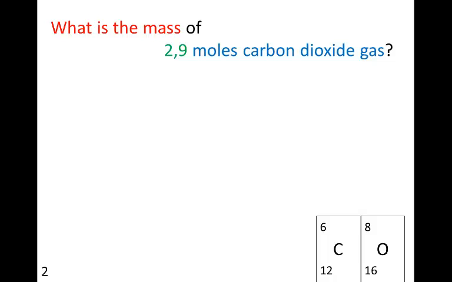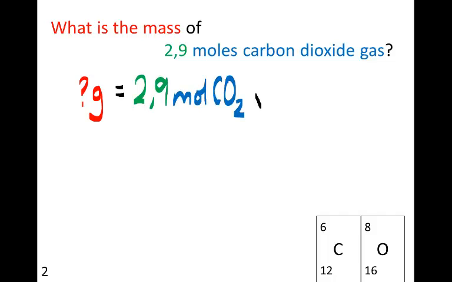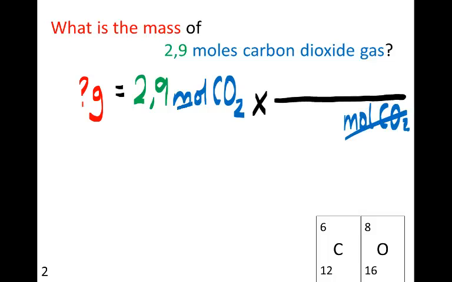What is the mass of 2,9 moles carbon dioxide gas? Try this yourself before I show you the answer. What is the mass, how many grams, of 2,9 mole CO2? We multiply this by a conversion factor which has mole carbon dioxide at the bottom to get rid of the old unit, and grams at the top to introduce the required unit. Both top and bottom must refer to the same thing.